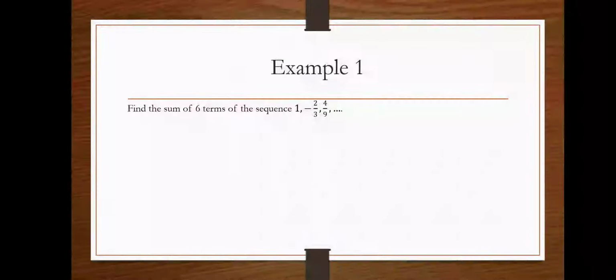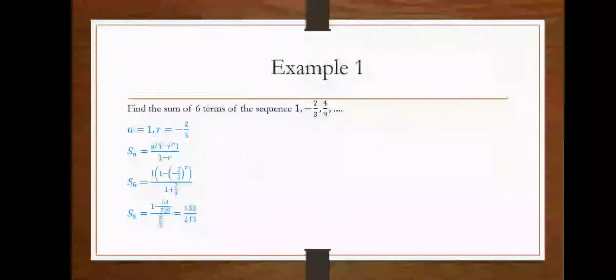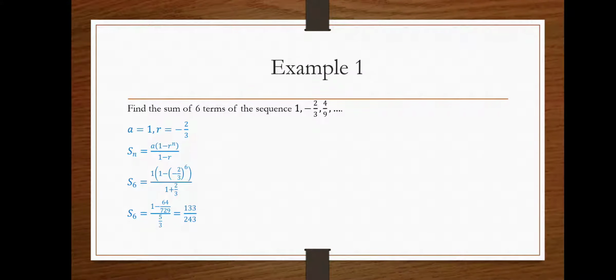The first one. Find the sum of 6 terms of the sequence 1, minus 2 by 3, 4 by 9, and so on. So all I need first is the value of a and the value of r, that is the first term and the common ratio. And also it is told that sum of 6 terms, so the value of n is 6. So therefore, if we put it all in the formula and calculate, we get the value 133 by 243. Just check your calculation, do it once all by yourself. I'm sure you'll get it.